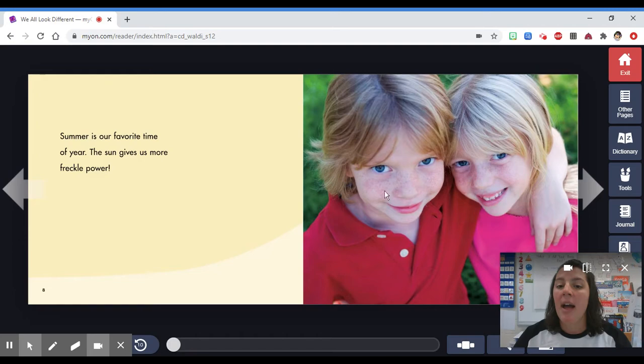These two children have skin that shows freckles across their nose, especially when it's sunny.